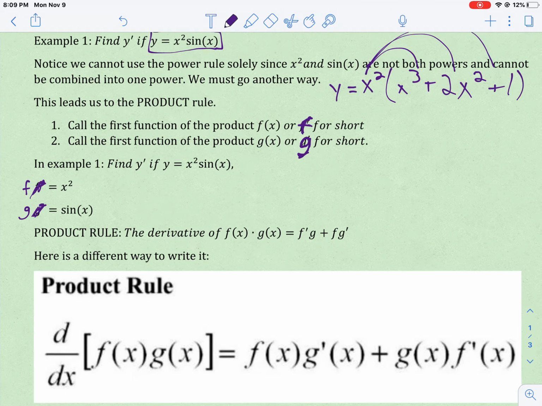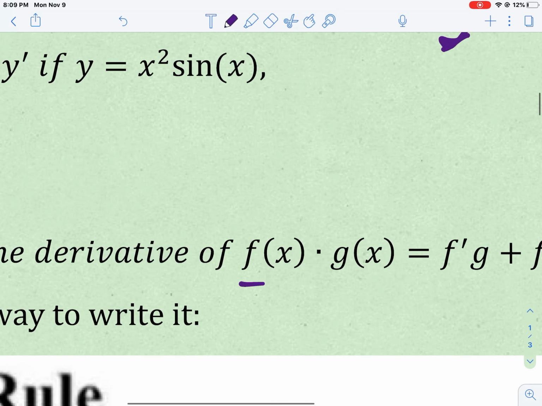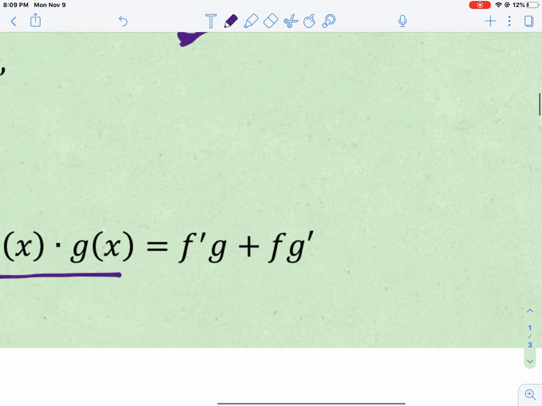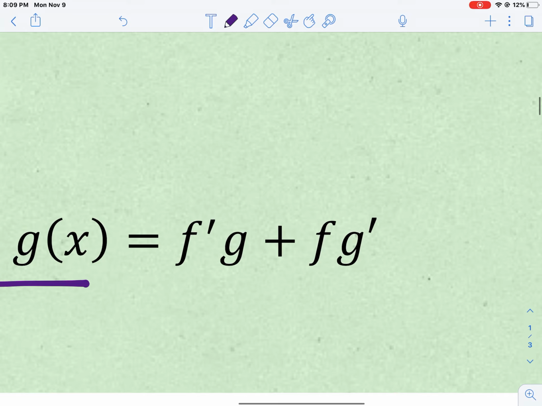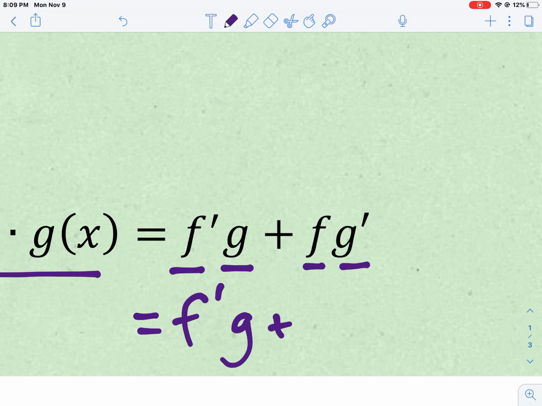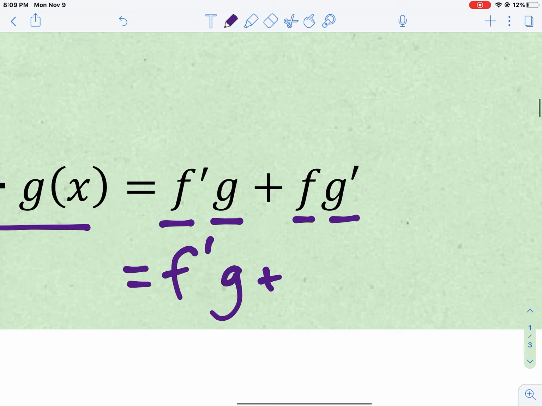And here's the rule. The derivative of the two functions multiplied is the derivative of the first times the second plus the first function times the derivative of the second, okay? Or you can write it this way. I like this way better. It's easier for me to remember.